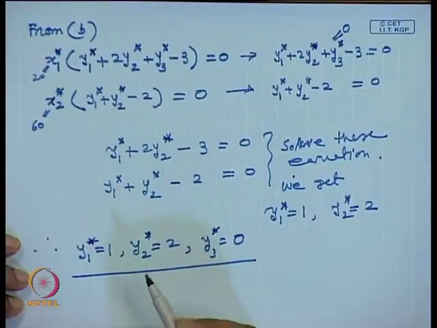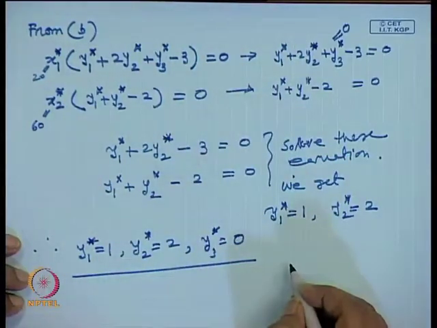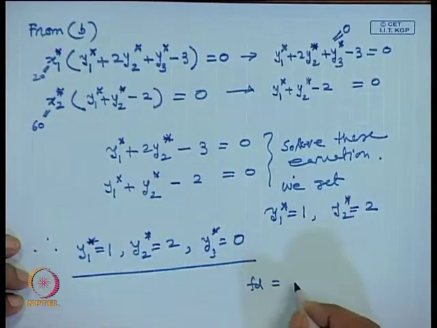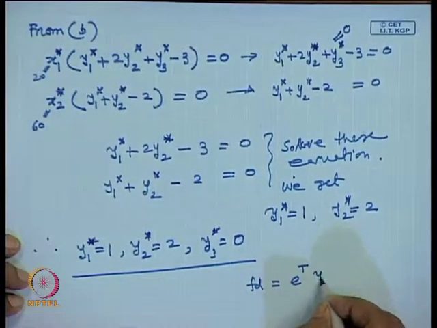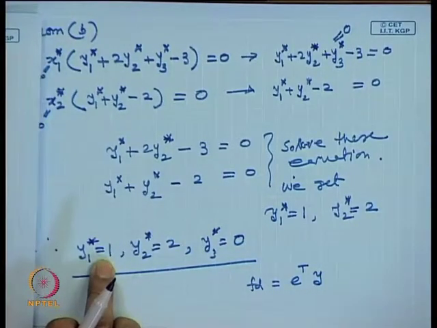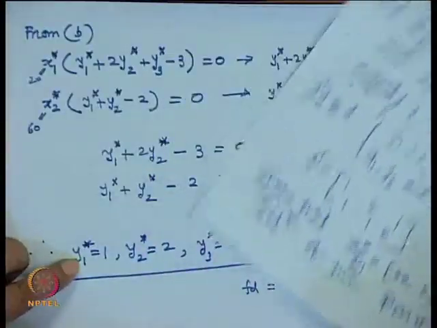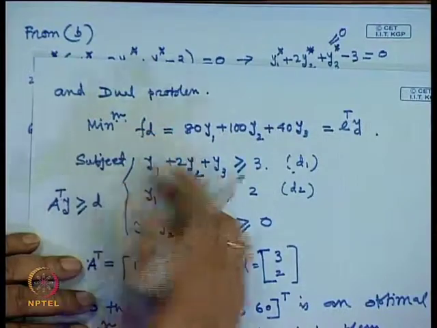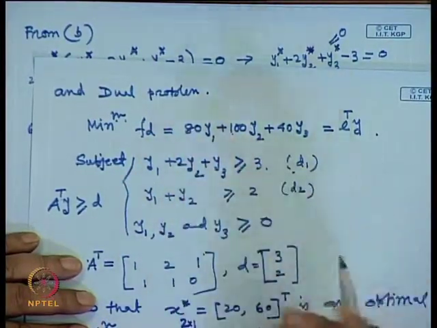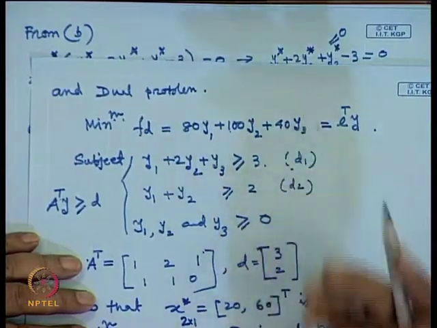And the corresponding function value is what? You can get it. Just put the value in this equation. In which equation do you have to put this value? That f of d is nothing but your e transpose y. Our e is what? This is our dual problem: 80 into 1, 100 into 2, 280, agree? And y3 value is 0.